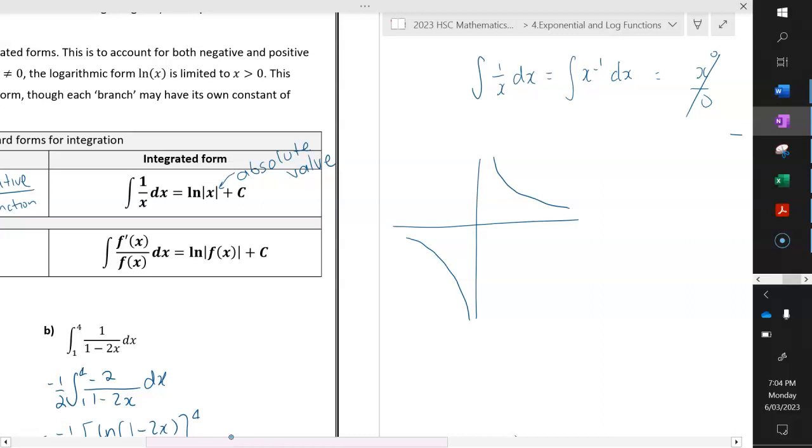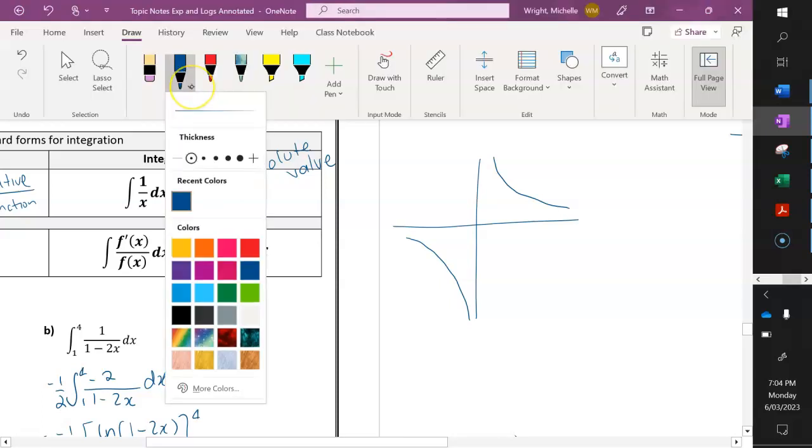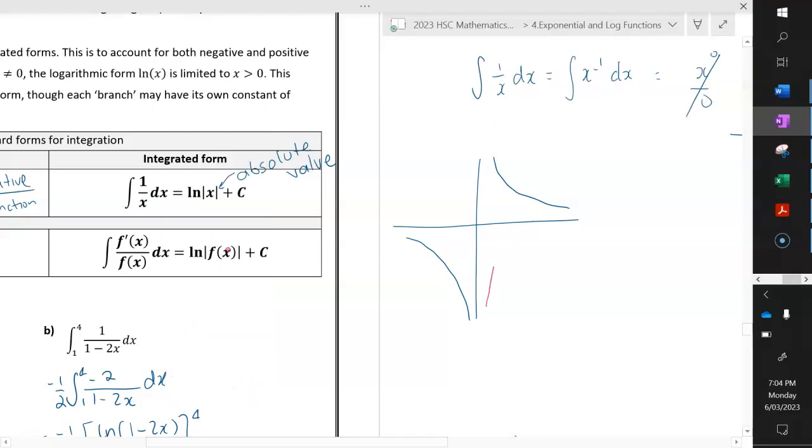But then we're looking at, when we integrate that, we end up with a log of x. When I change my colour, my log of x is going to look like this, which is only valid for positive values of x, because it's not going to cut the y axis, because x can't equal 0. So we've kind of got this strange thing happening here.